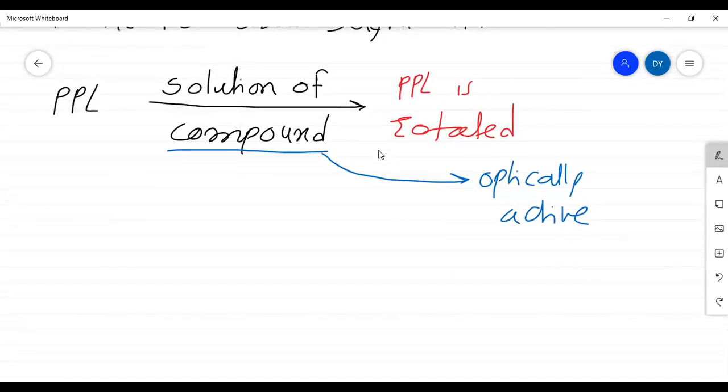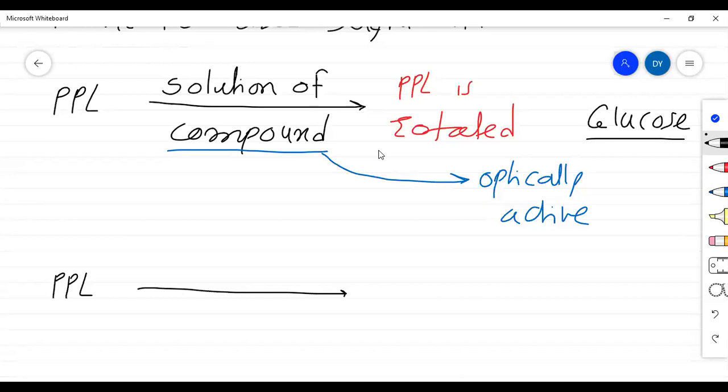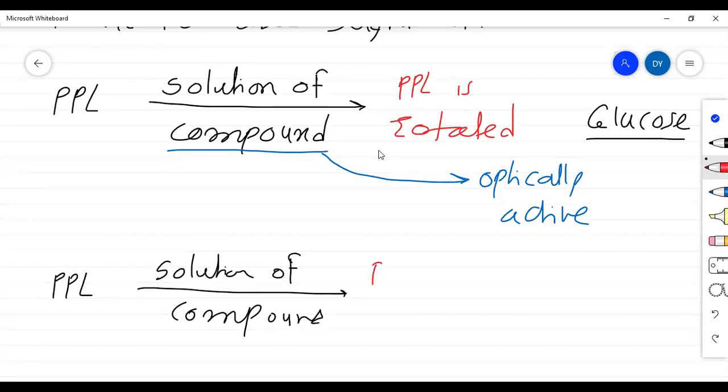What is the example of such compounds? Such a compound may be glucose. Now another thing, when plane polarized light passes through the solution of a compound, and what is our observation? Plane polarized light does not rotate.